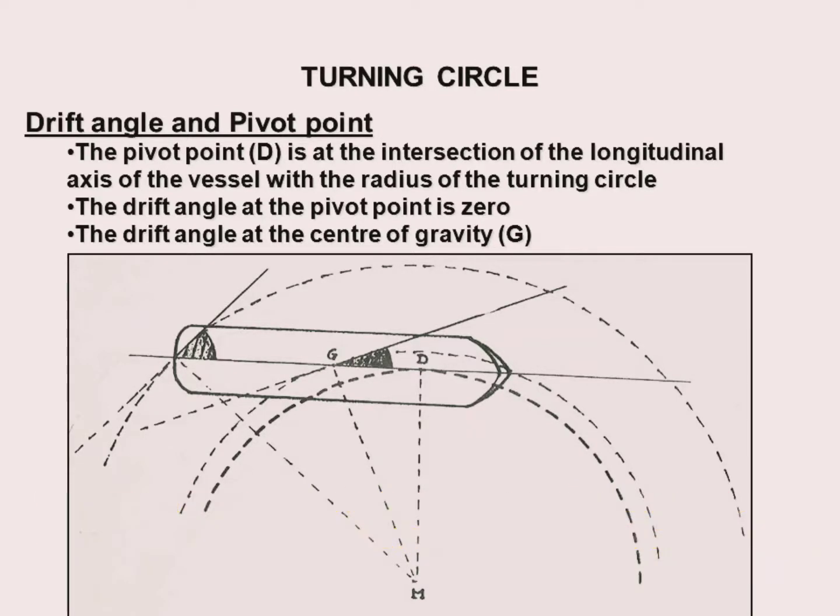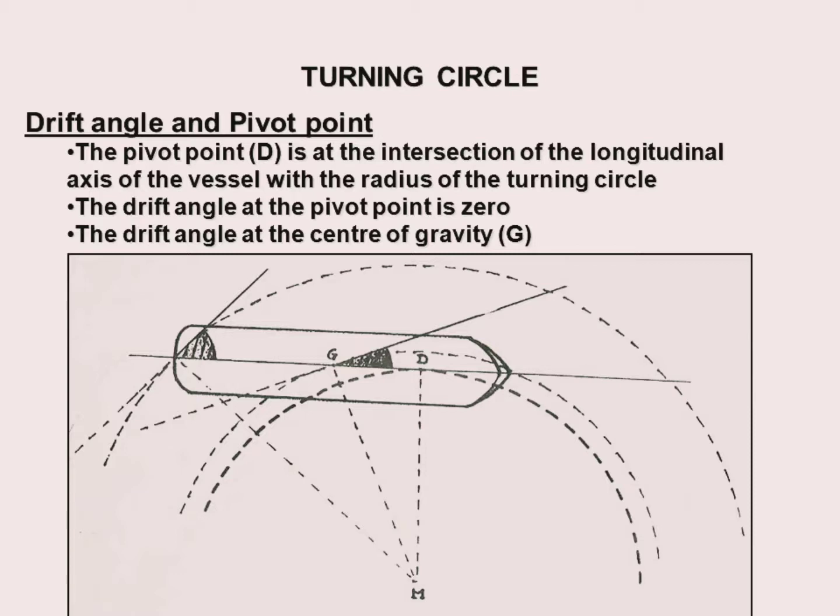It is interesting to note that at the pivot point, the drift angle is always 0. And the pivot point is the point where the longitudinal axis of the ship meets the perpendicular radius of the turning circle. Thus, from the diagram, you can see that point D is the pivot point, where the radius of the turning circle, which is perpendicular to the longitudinal axis of the ship, meets it.